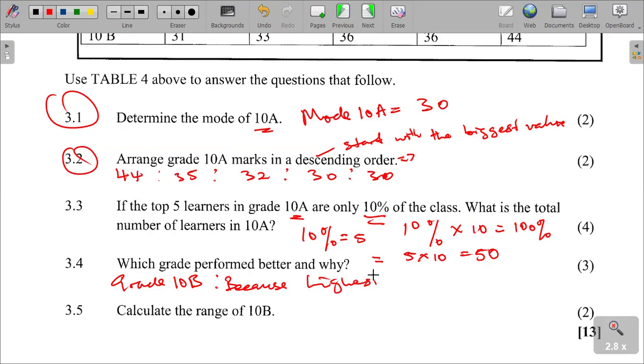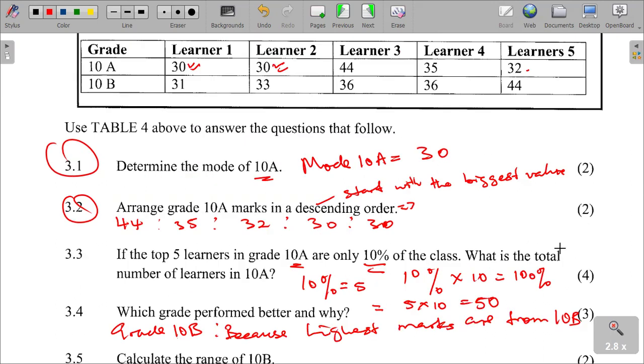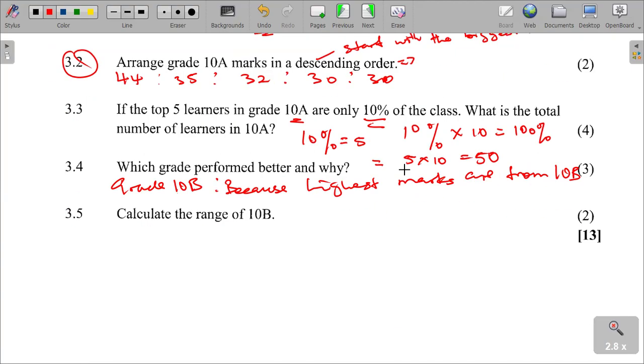IST marks are from 10B. It is 10B because highest marks are from 10B. As you can compare there, we have got 44, 36, 33, 31, which is more above compared to the other. So if you compare these marks, you can see the difference that these learners got, that class 10B is better than A.